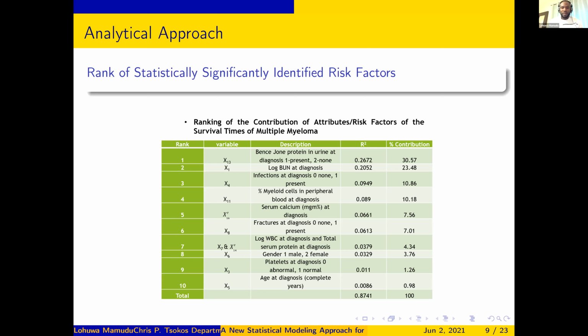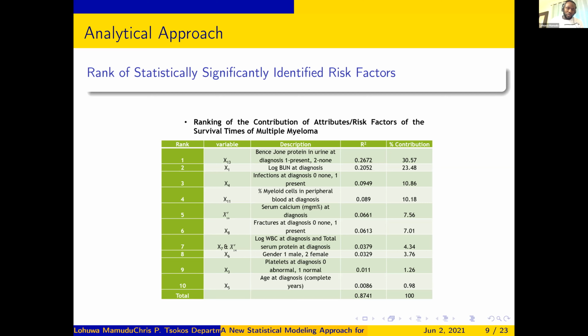So we find X13, which is the Bence Jones protein in urine at the time the patient is diagnosed with multiple myeloma cancer, to contribute 30.57% to the survival time, followed by log blood urea nitrogen, which in other words is called the serum creatinine, which contributes 23.48%. Then we have the infectious, which is the third. Then the last contribution, based on variables which were statistically identified to be significant in contributing to the survival time, is age at the time the patient is diagnosed, which is contributing just approximately 1% to the survival time. So these are the ranks.